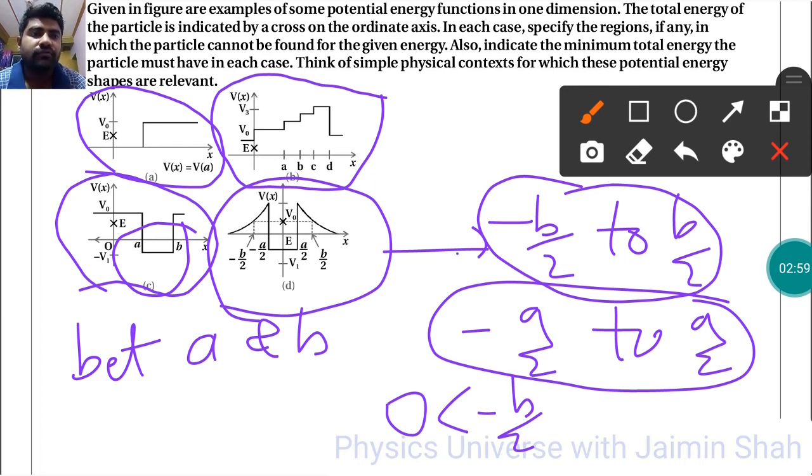So for these two regions only, the particle exists, but for x less than minus B by 2 and x greater than B by 2, the particle is not there because potential energy is positive, that means kinetic energy will be negative, so the particle doesn't exist for that.